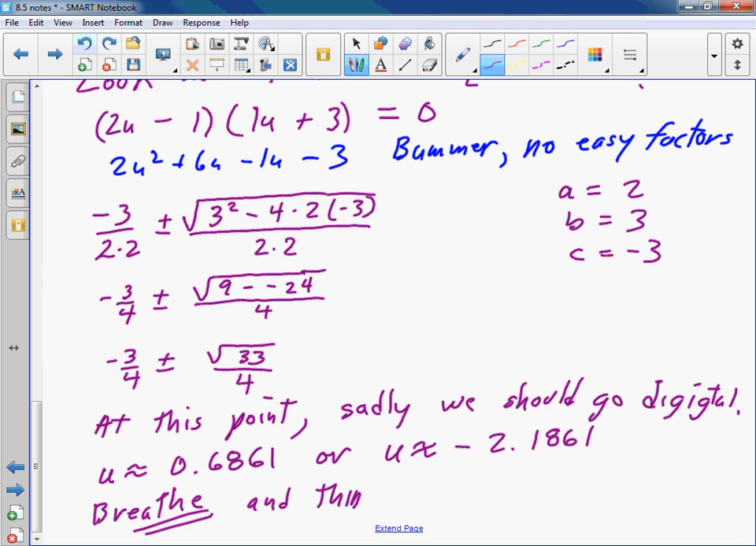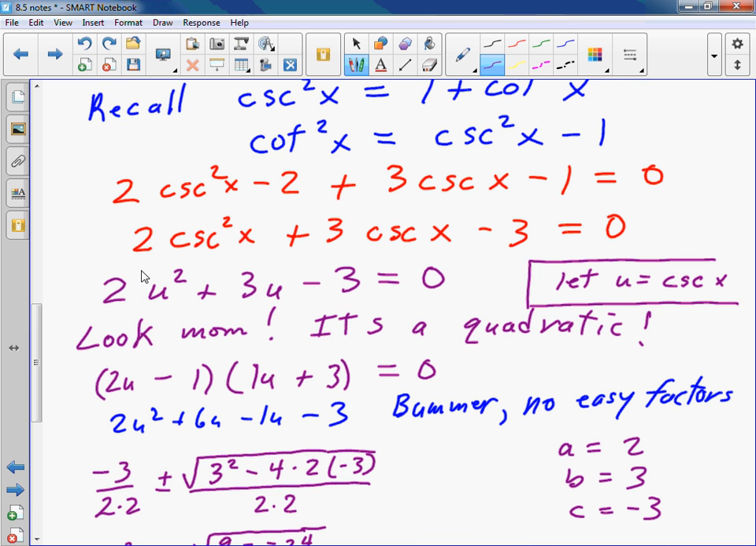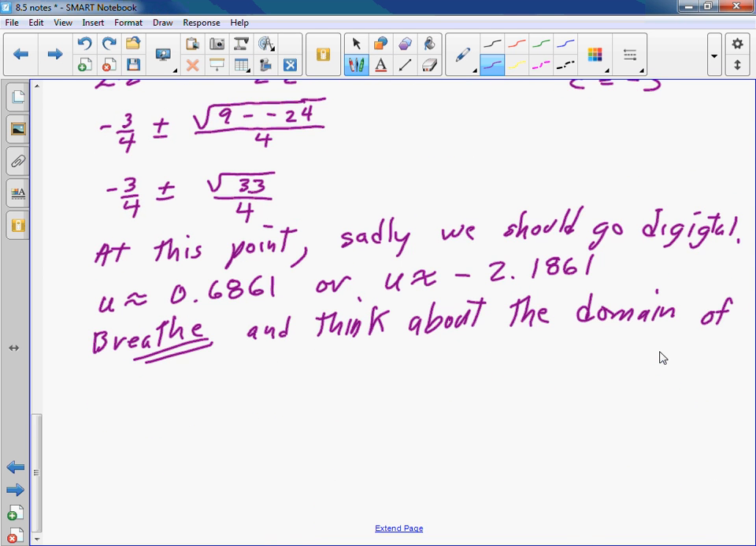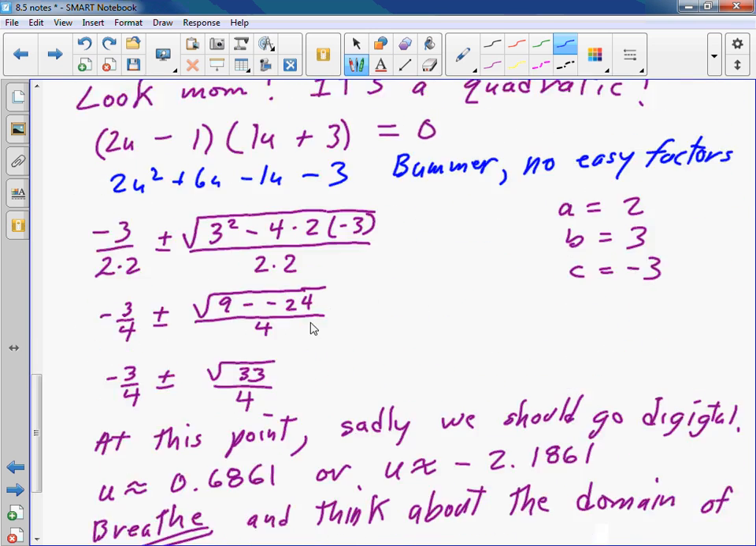And think about, Max, stay with it, and think about the domain of, okay, because remember, it's not you, is it? It's me. No, I'm kidding. Remember, U equals what? Cosecant x. So instead of U equals this, we have to say to ourselves, what color was I using before? Red? Kind of. Mostly. I want to be consistent.